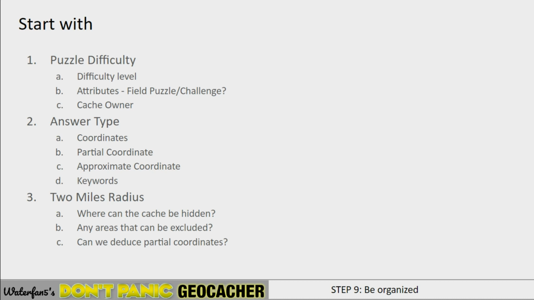And also, are there areas that can already be included or excluded? For example, is there parking nearby? Well, that excludes a lot of areas that don't have parking nearby. So shops nearby, well, it's a residential area, no shops nearby, right? Can I already deduce some partial coordinates based on just the 2 mile radius?